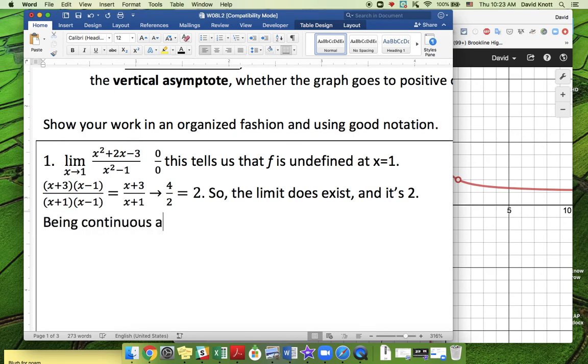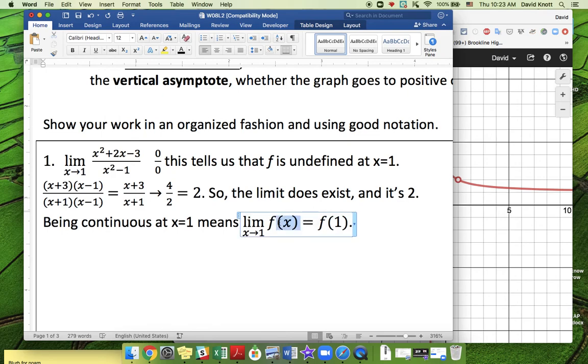Being continuous at x equals 1 means this. That's the continuity equation that we introduced 2-3 weeks ago. The limit as x approaches 1 has to be equal to the value at 1. All right, that's what it means to be continuous at x equals 1. And if you remember, we really emphasized that in order for this equation to be true, in other words, for the function to be continuous at the point, several things have to go right. Several things have to be true.